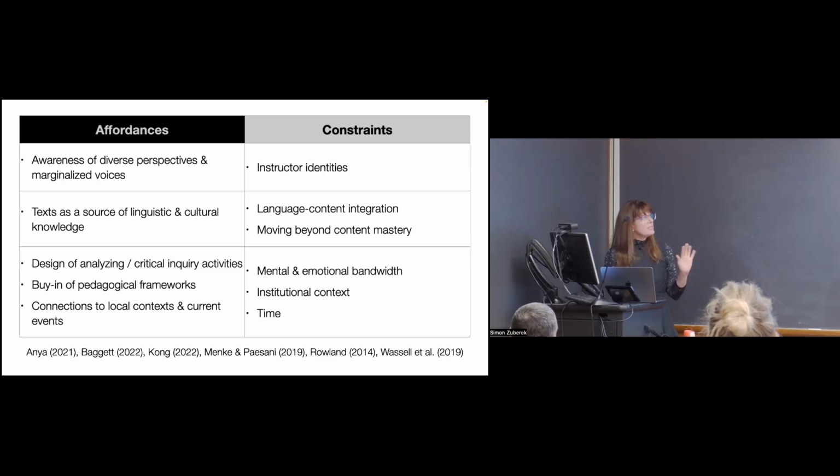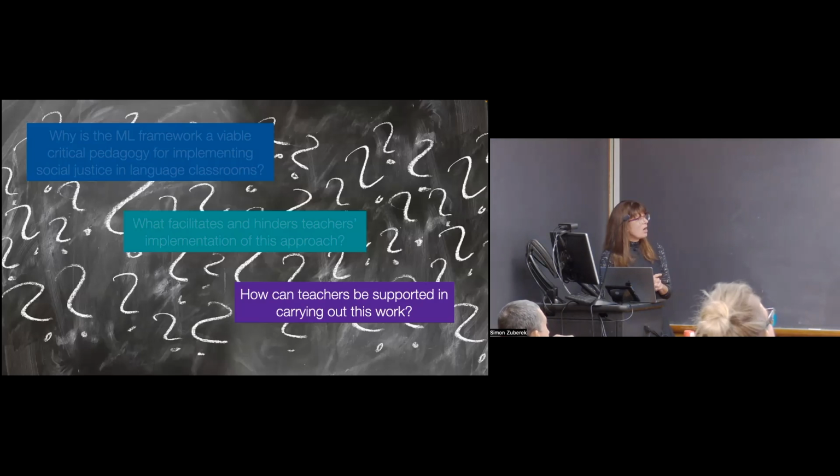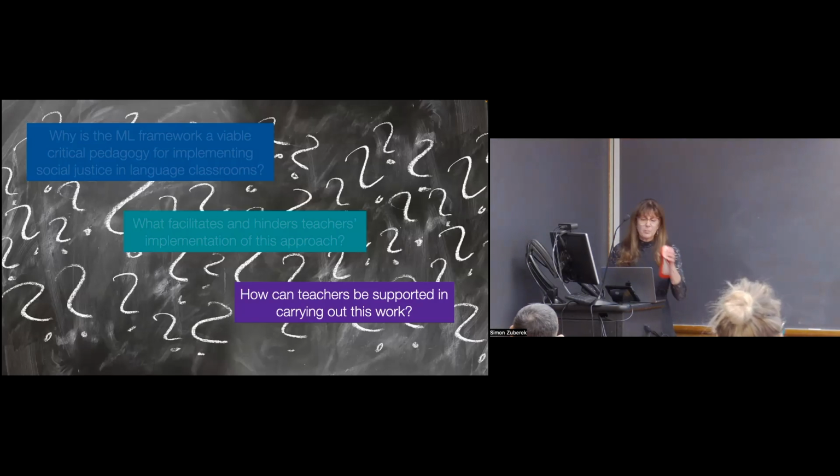So with these affordances and constraints in mind, I want to move to the final question framing the talk, which is how can teachers be supported in using multiliteracies pedagogy to teach for social justice? So to maximize the affordances that were on the previous slide and mitigate the constraints observed in our findings, impactful professional development is essential. And so that's what I'm really going to focus on now.